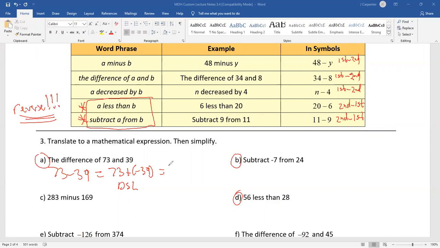Something looks wrong here. Oh, I know why. This is one of the problems where I have my workbook next to me and there's an error in that one. They did 73 minus 29. So 73 minus 39. So again, 13 minus 9 is going to give us 4. Then 6 minus 3 is 3. So 34 is the answer.